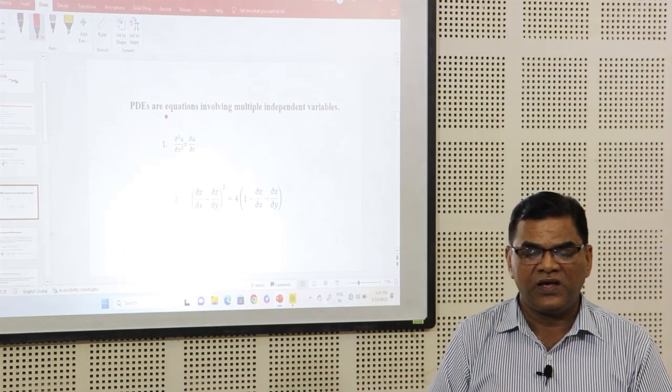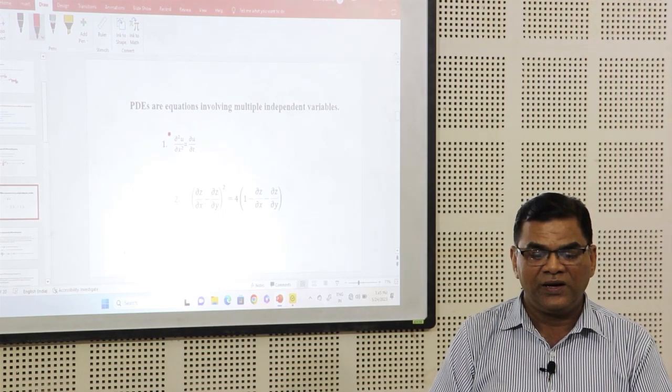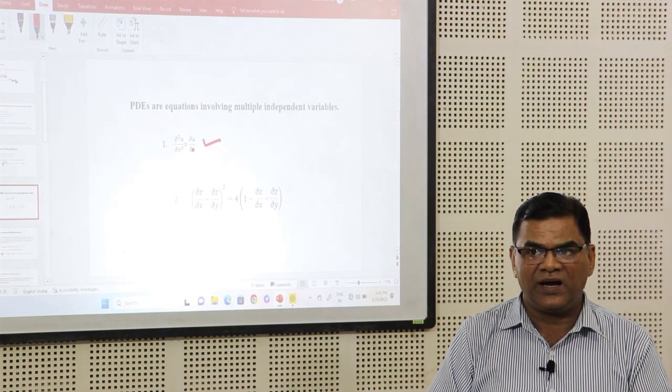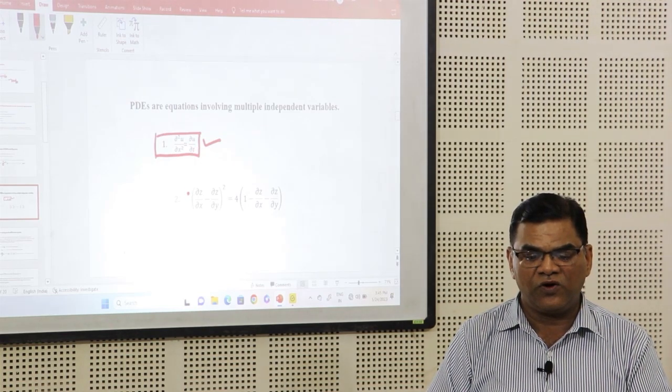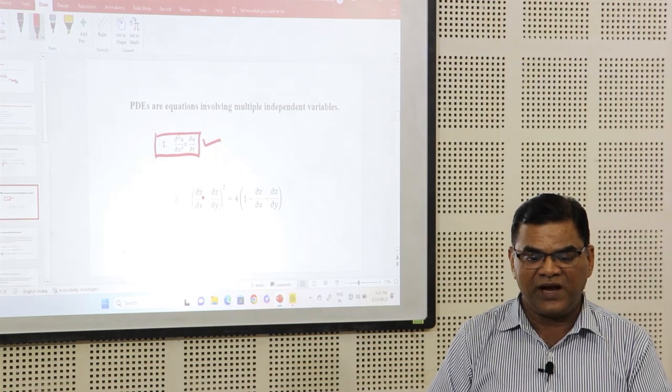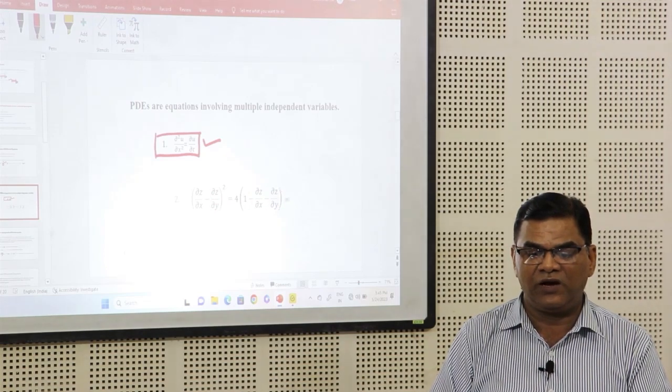Partial differential equations are equations involving multiple independent variables. For example, del^2u/del x^2 = del u/del t. In this differential equation, u is the dependent variable and x and t are independent variables. So, the number of independent variables is more than one. Therefore, this differential equation is a partial differential equation. Another example of a partial differential equation is (del z/del x - del z/del y)^2 = 4(1 - del z/del x - del z/del y).